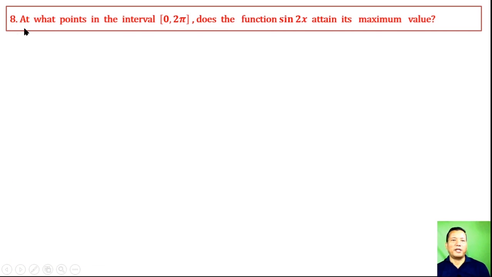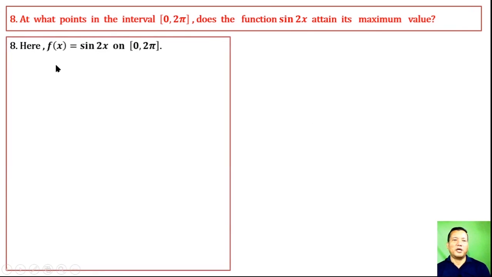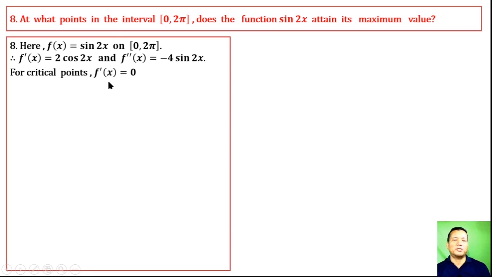For question number 8, at what points in the interval 0 to 2 pi does the function sin 2x attain its maximum value? Here f of x is sin of 2x on the closed interval 0 to 2 pi. f dash x is this, f double dash of x is this. For critical points, f dash x equal to 0 gives cos of 2x equal to 0, which gives 2x equal to an odd number times pi by 2, that is (2n plus 1) pi by 2, where n is an integer.